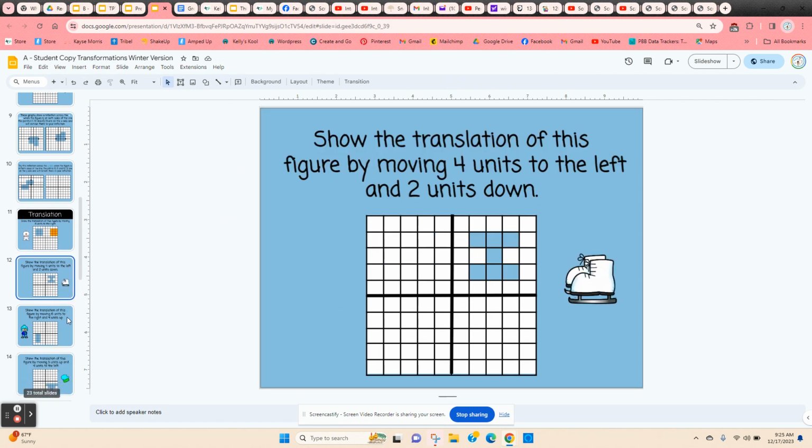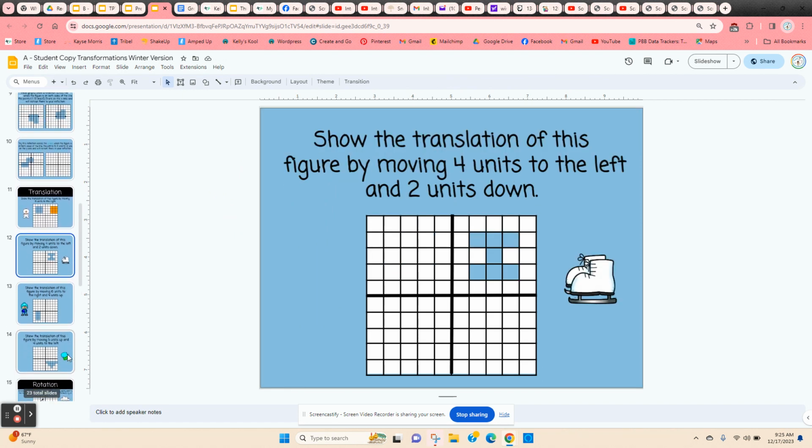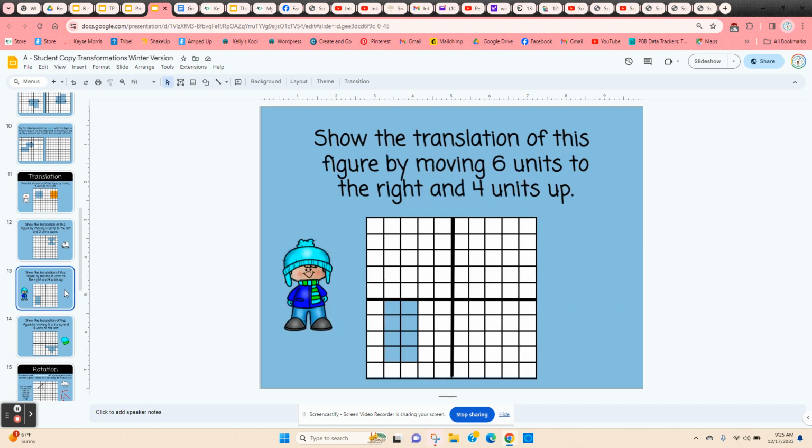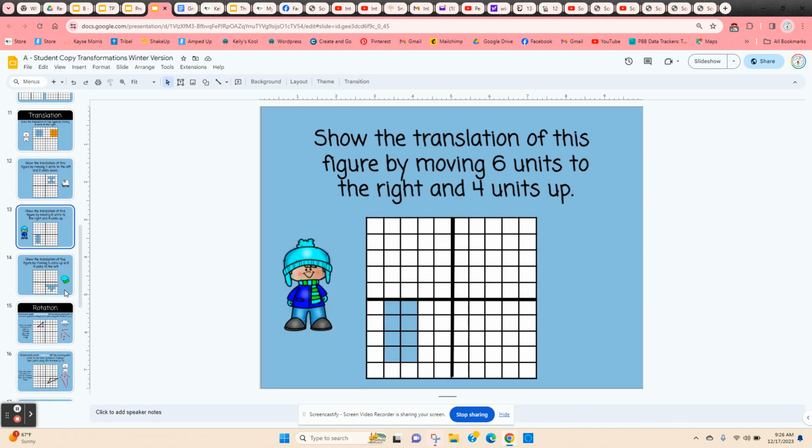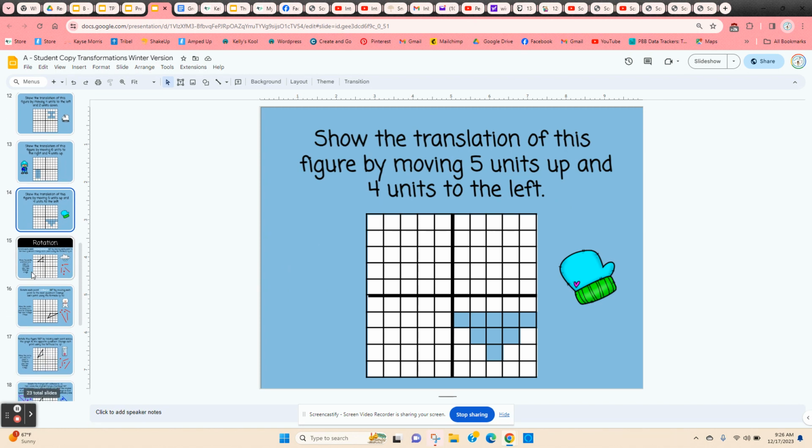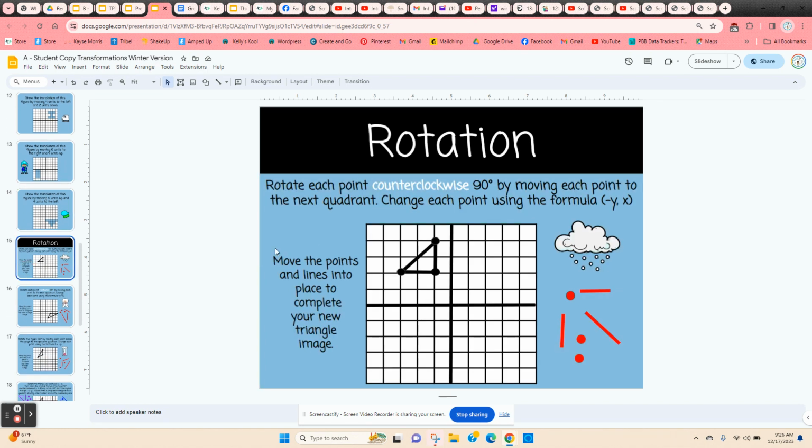And the next few figures, there's 3 slides, students are going to have 2 movements. So in this one, they're going to translate this figure 4 units to the left and then 2 units down. And there are a couple more here with 2 movements. And then we move on to rotation.